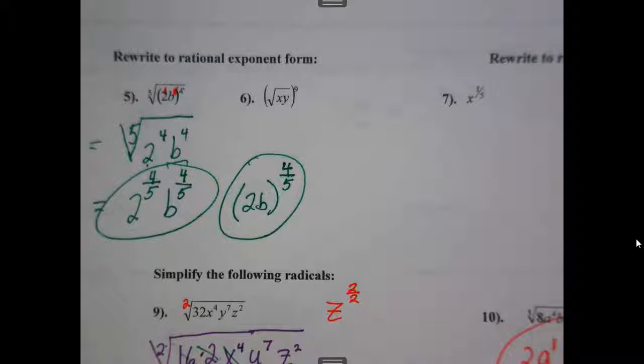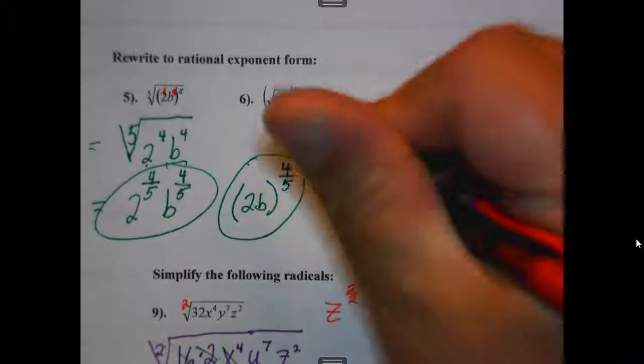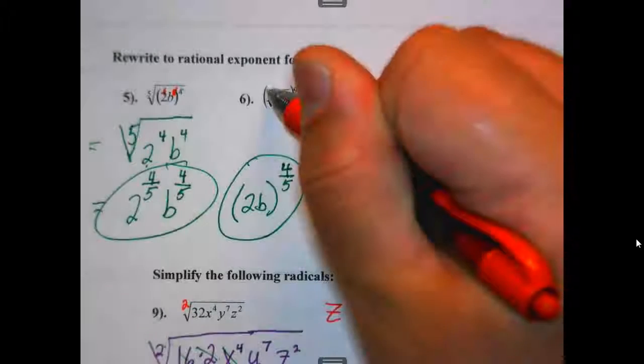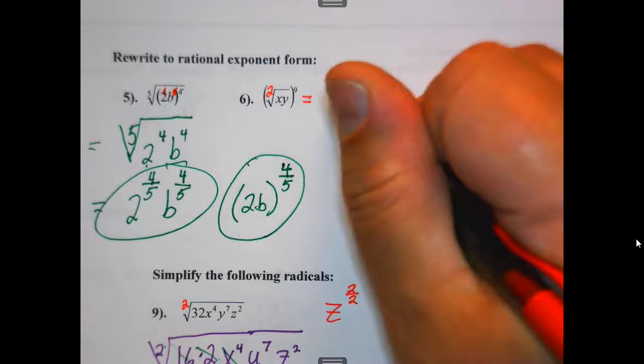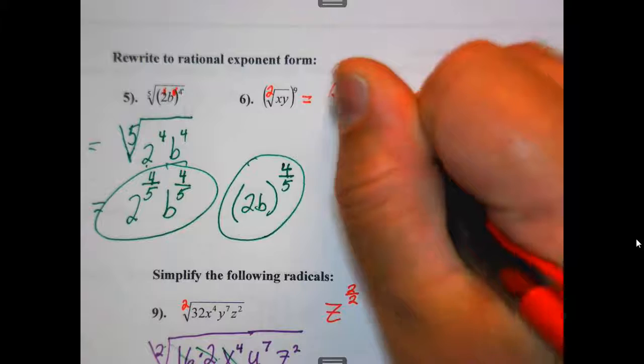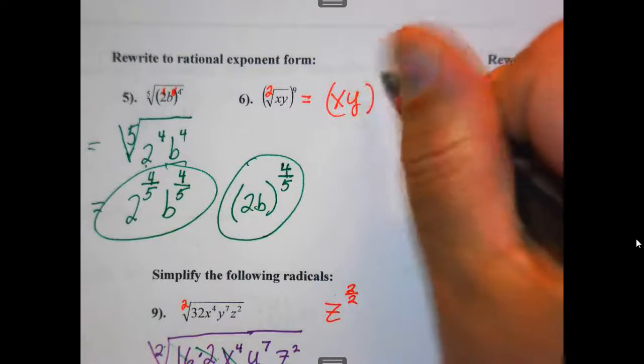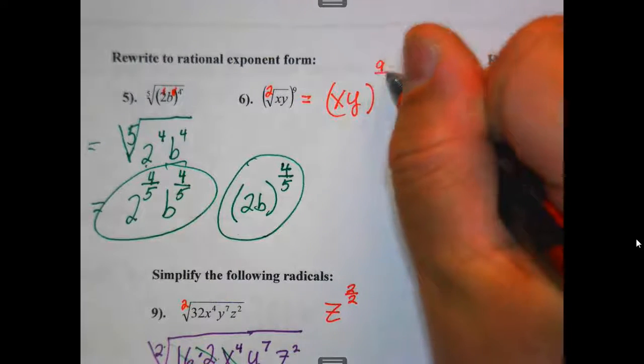All right, number 7. Oh, wait, we have to do number 6. If there's no root showing, what is it? 2. Now this one we can go straight to the other way too. We can do xy to the exponent 9 root 2.